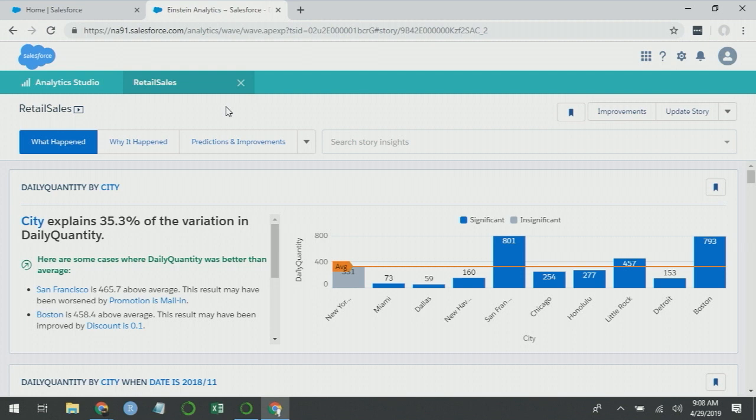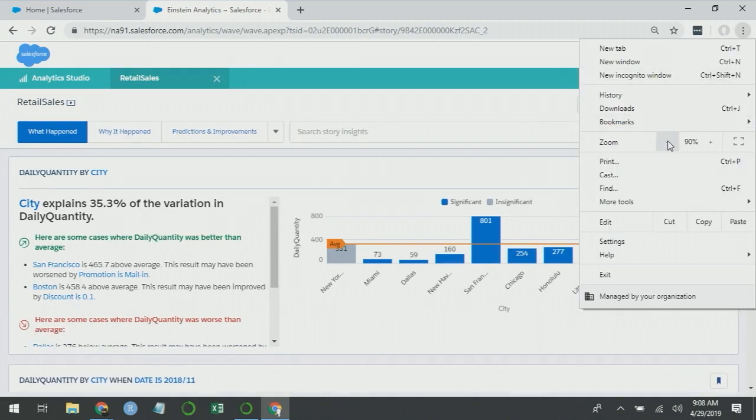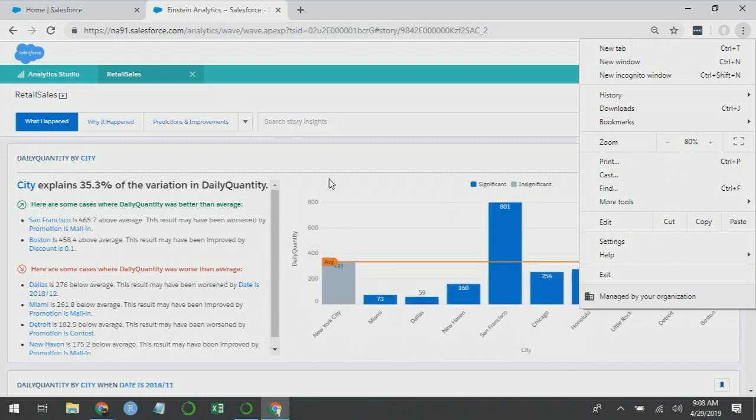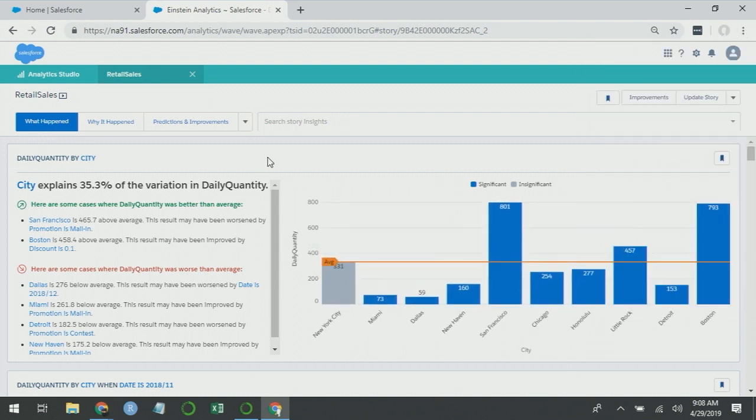When the story completes, the first chart you'll see is daily quantity by city. If your charts look compressed like this, one thing you can do is zoom out. So we gave Einstein Discovery 5 input variables, and we asked it how to maximize daily quantity. The first thing it's showing us is daily quantity by city.